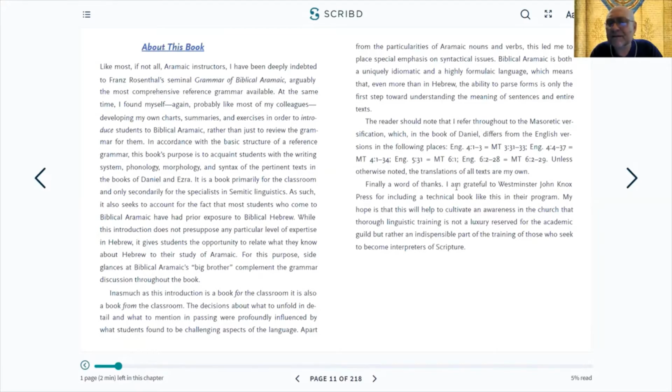Finally, a word of thanks. I'm grateful to Westminster John Knox Press for including a technical book like this in their program. My hope is that this will help to cultivate an awareness in the church that thorough linguistic training is not a luxury reserved for the academic guild, but rather an indispensable part of the training of those who seek to become interpreters of Scripture. Wow, I like that statement, because that's true. If you're going to claim to know anything about the Bible, then you better spend some time studying the original language. All right.